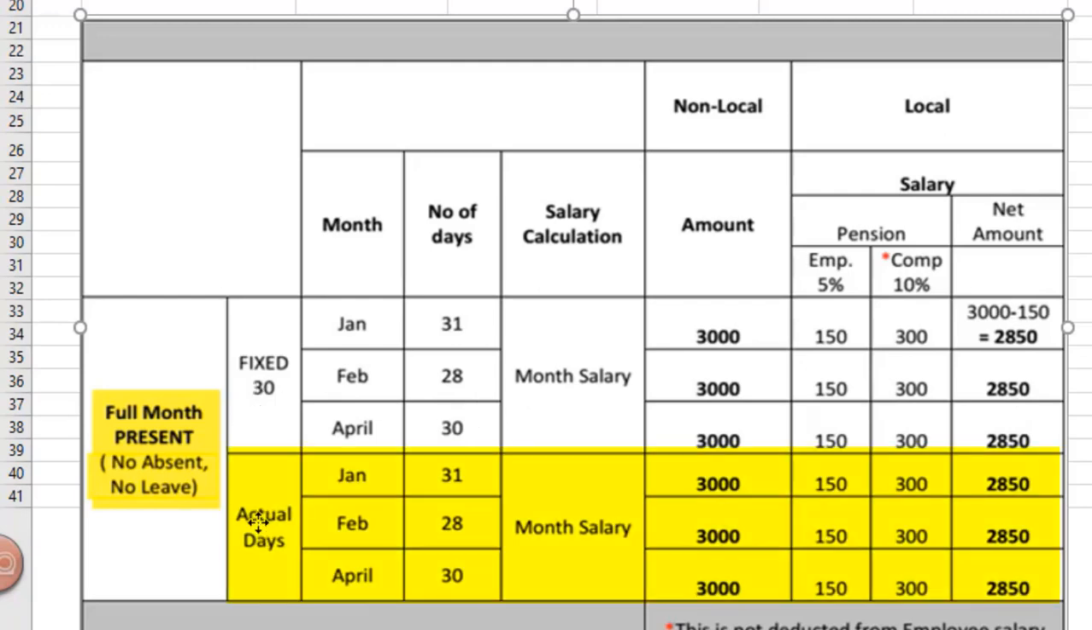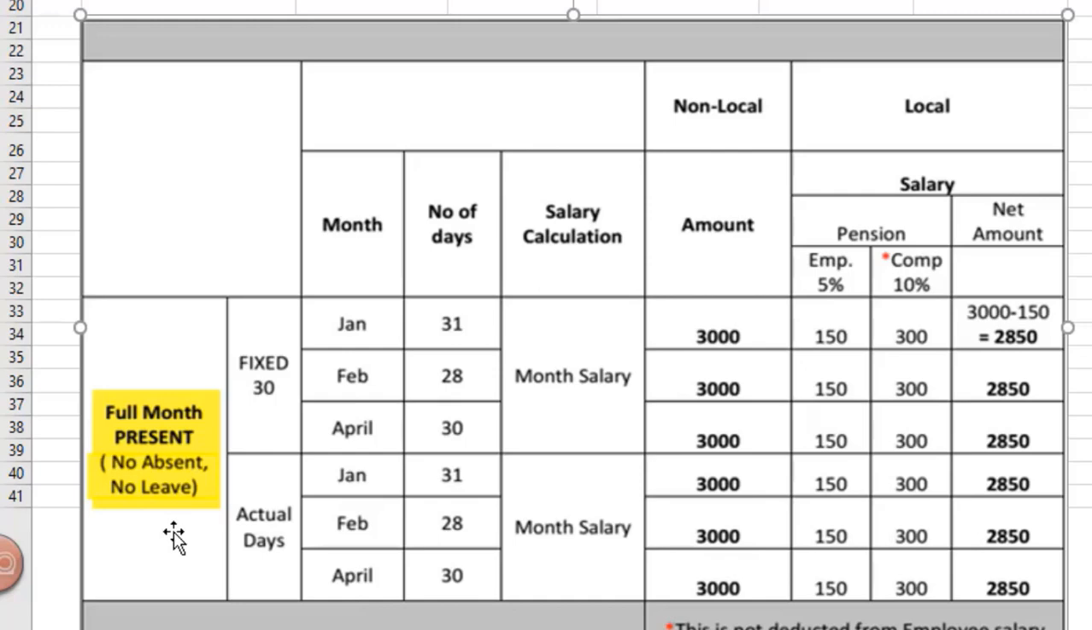Now, when we're talking about actual month days, as you can see here, January will have 31 days, February 28, 30. Now, you might be wondering, since we're talking about actual month days, why are they still calculated the same, even if we have set that it's actual month days and that each month is calculated differently? Well, the main reason behind that is no absence and no leaves were even created in the first place. So you have to keep that in mind.